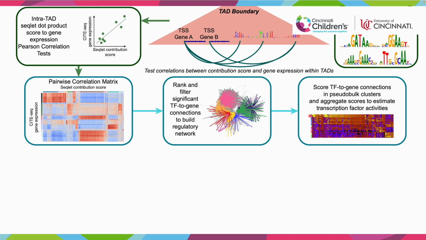We then can take and aggregate these score values to get a general TF activity score for each of the clusters. So this goes over all of our analysis steps that help us to identify the total gene regulatory networks, which is the sum of the target gene expression, the upstream TF expression, and the base resolution contribution score at that region.